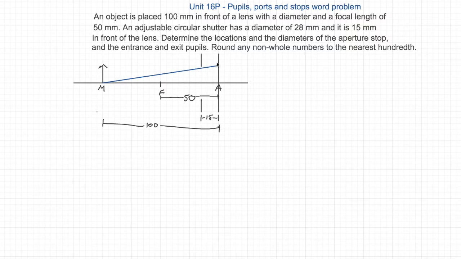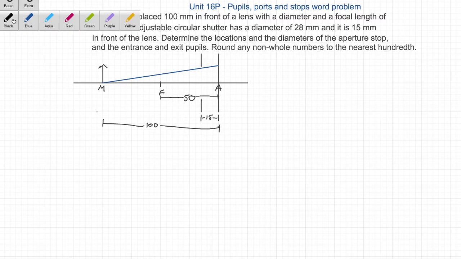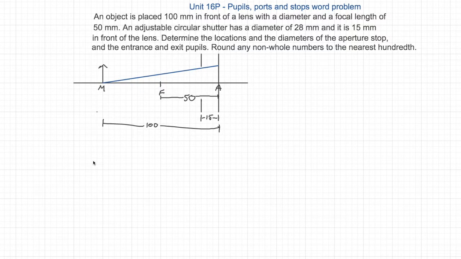So we have an object at point M, and when we send a ray from its base to the edge of the shutter, we see that the shutter is the limiting factor in how much light enters the system. There's still plenty of lens above where the ray hits the lens. So therefore, the shutter is the aperture stop. Since there's nothing in front of the shutter, looking at it from object space, it is also the entrance pupil.